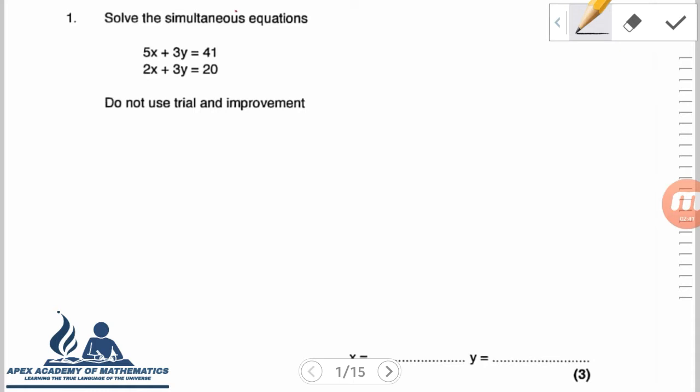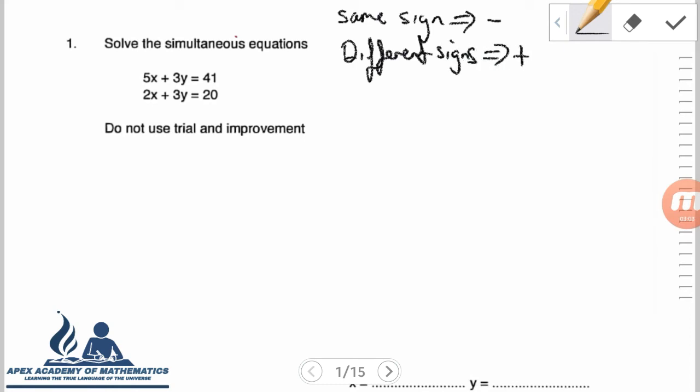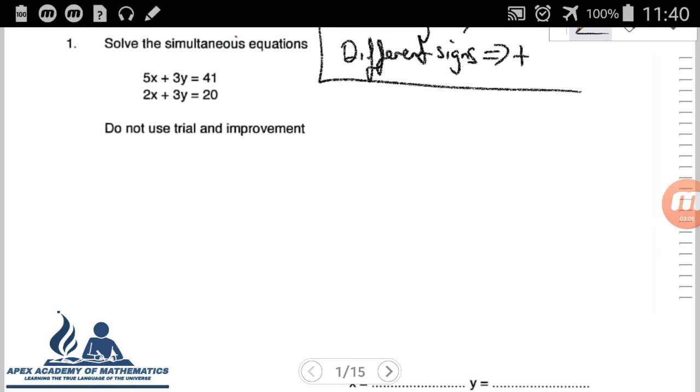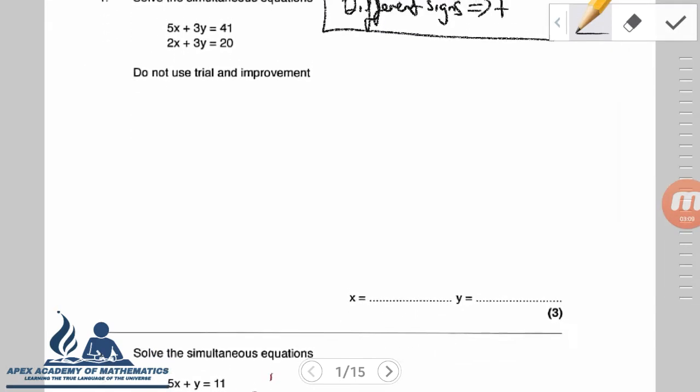Before I jump into it, I need to make a note that same signs implies that I need to subtract, and different signs implies that I need to add. So we need to make a note of that specific thing right there. Alright, let's get right into it.